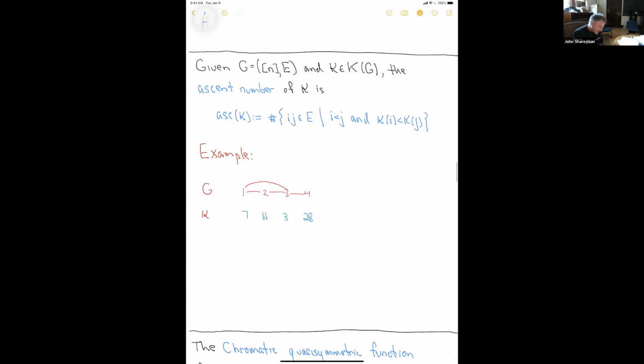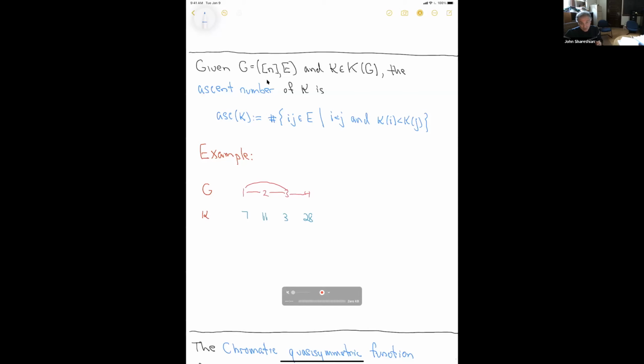So Michel and I came up with a refined version of the Stanley-Stembridge conjecture, or if you prefer, a graded version. So what we're going to do is introduce another parameter. The other parameter for a coloring now, right, both the set of colors, which is the positive integers, and the set of vertices, they're both totally ordered in the natural way, right?